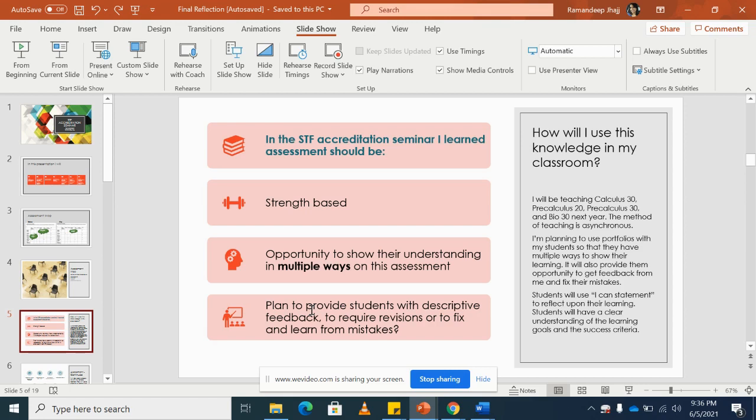How will I use this knowledge in my classroom? I will be teaching Calculus 30, Pre-Cal 20, Pre-Cal 30, and Biology 30 next year. And the method of teaching is asynchronous. I'm planning to use portfolios with my students so that they have multiple ways to show their learning. It will also provide them the opportunity to get feedback from me and fix their mistakes. Students will use I can statements to reflect upon their learning. Students will have a clear understanding of the learning goals and success criteria.